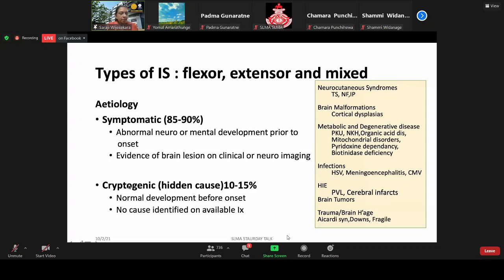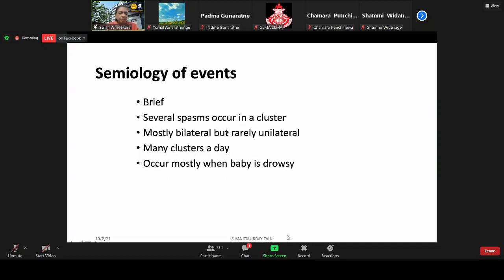Then there is another etiology, which is cryptogenic, where we cannot find a cause despite most of the investigations. It is about 10 to 15%. So there's normal neurodevelopment and no cause identified, but they have a better prognosis. With the semiology of the event you saw in the video, the spasms are very brief. Several spasms occur in a cluster, mostly bilateral, but rarely it can be unilateral also. Many clusters occur a day, at times when the baby is mostly drowsy. That means when the baby is very sleepy, right?